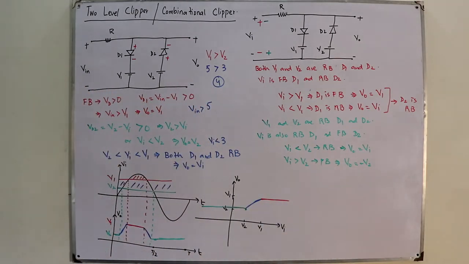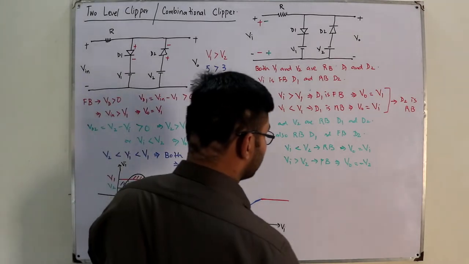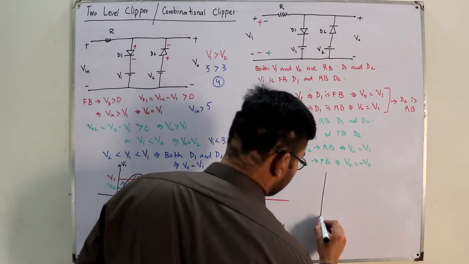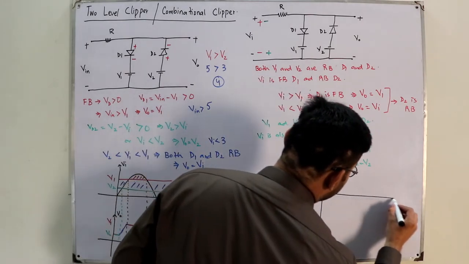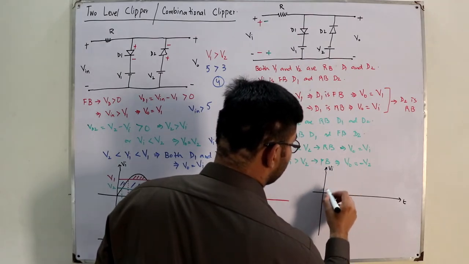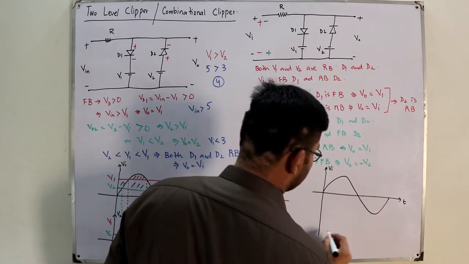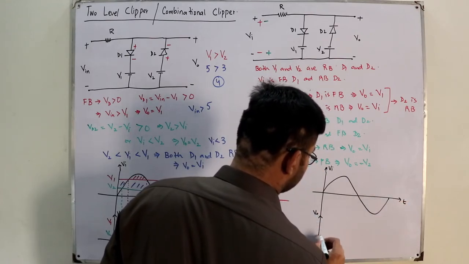So let's say we understand it through the graphs. Right? Let's say we understand it through the graphs. So if this is my time axis, this is my input axis. So have a look. Now this is my output axis.